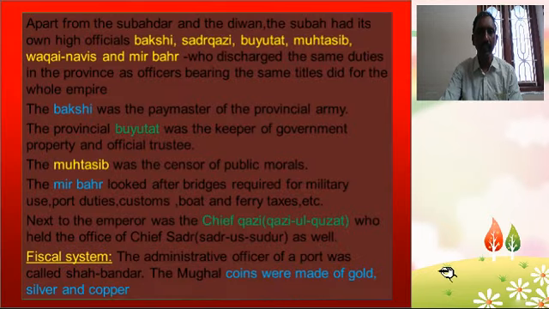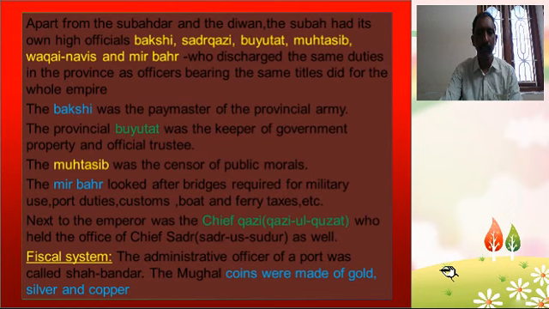Apart from the Subedar and the Diwan, the Suba had its own high officials: Bakshi, Sadr, Qazi, Waqia-navis, Muhtasib and Mir Bahr, who discharged the same duties in the province as officers bearing the same titles did for the whole empire. The Bakshi was the paymaster of the provincial army.